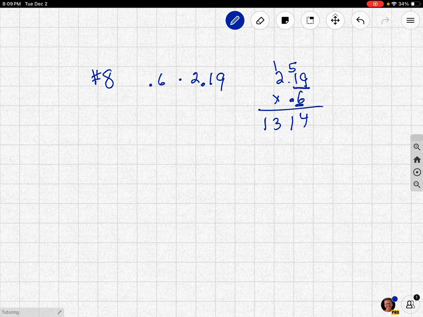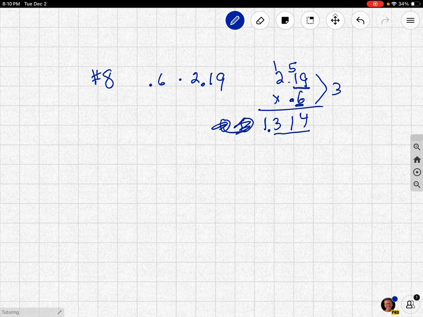And here I see 3 total numbers on the right side of the decimal point, so my answer has to have 3 total numbers on the right side of the decimal point. If there were 7 numbers on the right side of the decimal point, I'd have to add some zeros in over here so that we'd end up with 7 numbers on the right side of the decimal point. But in this case, I can just stick it right there.